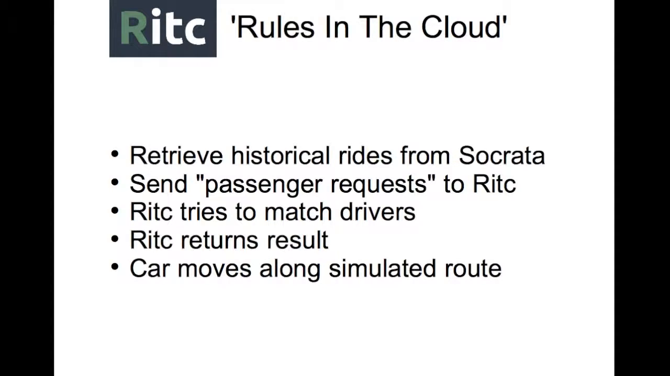After retrieving the historical rides, modified slightly from Socrata, the simulation sends each passenger request with the appropriate delay to the Ritc rule engine using the Ritc API. Ritc tries to match the request with a nearby driver already carrying passengers, where the new passenger is heading in the same direction, is on the driver's route, ahead of the driver, and the driver has extra seating capacity. In terms of requirements, this is probably similar to what Uber Pool does.